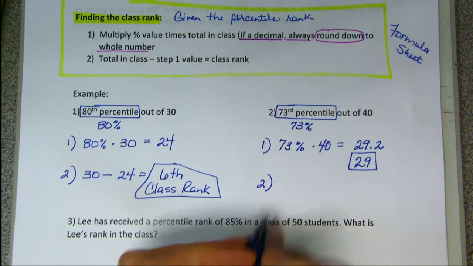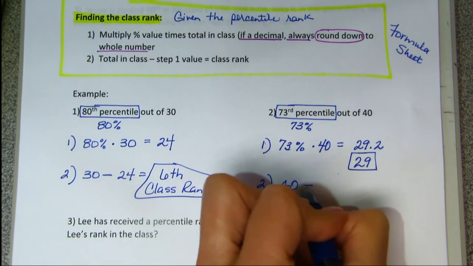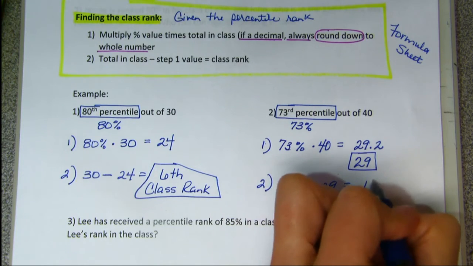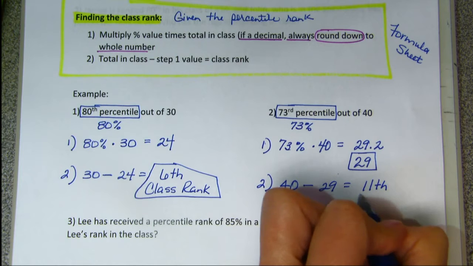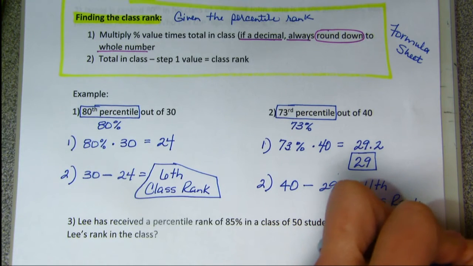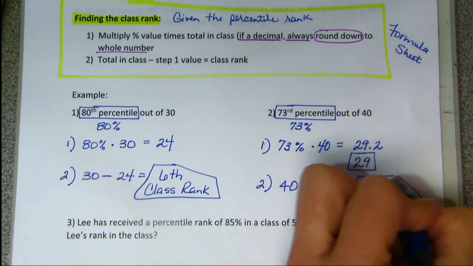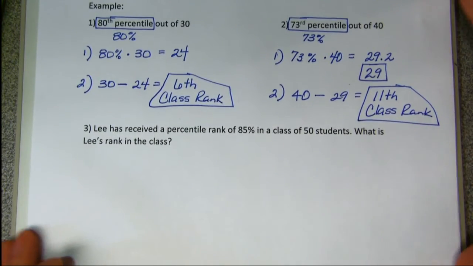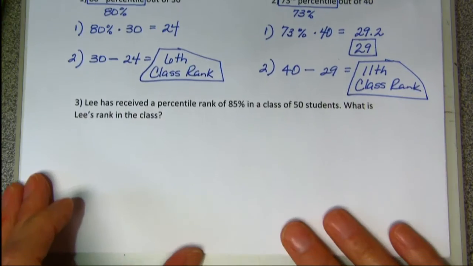So now we take the total in the class minus step one, and we get 11th. So we have a class rank of 11th. Okay? All right. So now we're going to do an application problem following these steps.